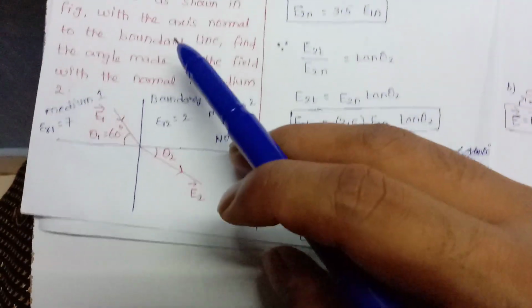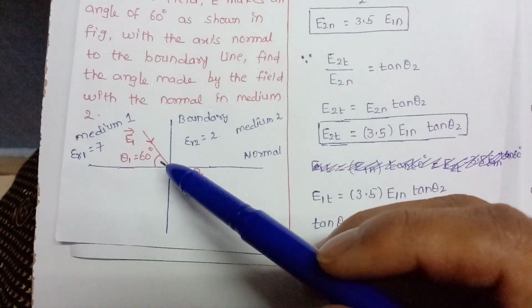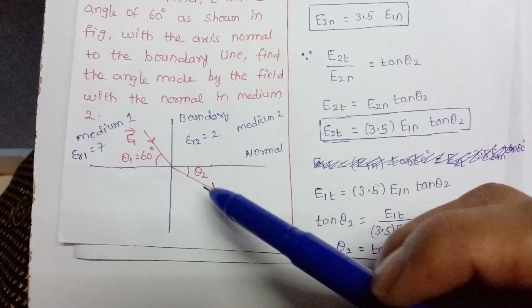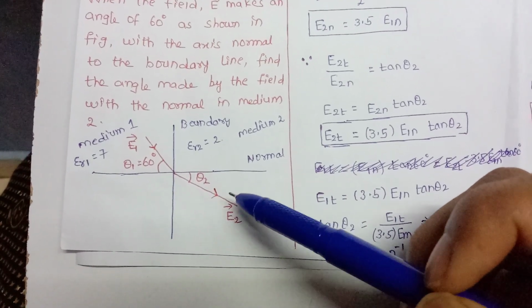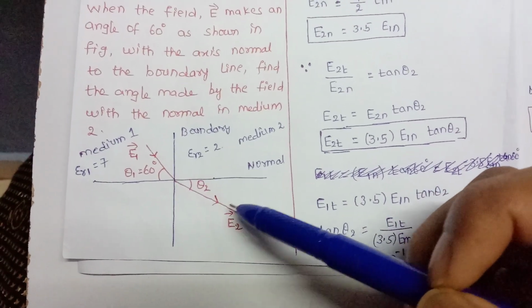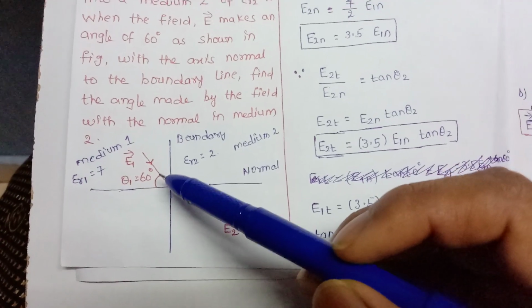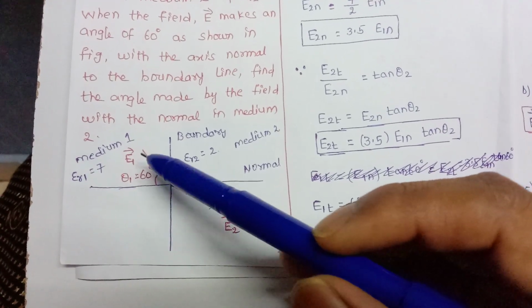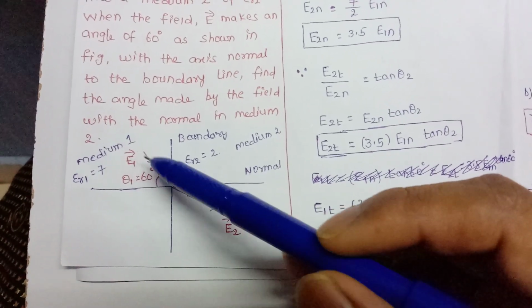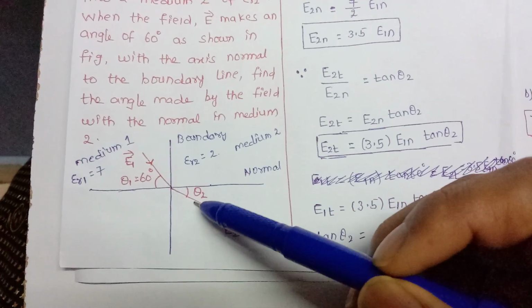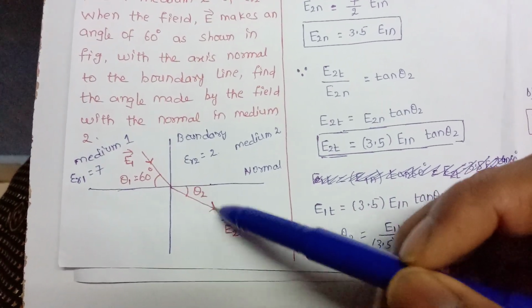Students, if you observe here, an electric field is coming from medium 1 and it is passing through the boundary and entering into medium 2. It is making an angle of 60 degrees with respect to the boundary in medium 1. You have to find out the angle theta 2. That is the question given, right?